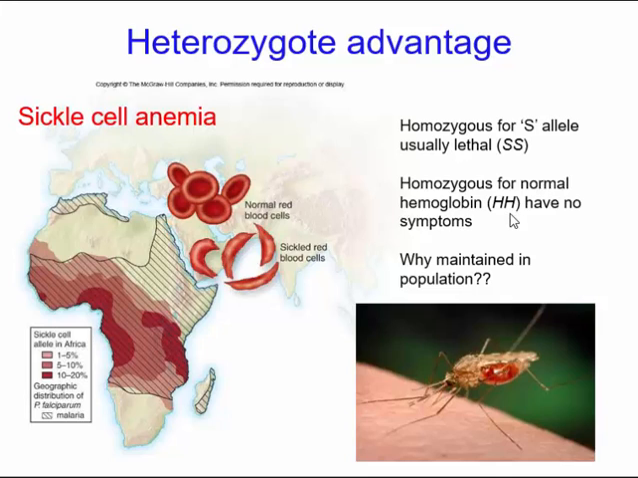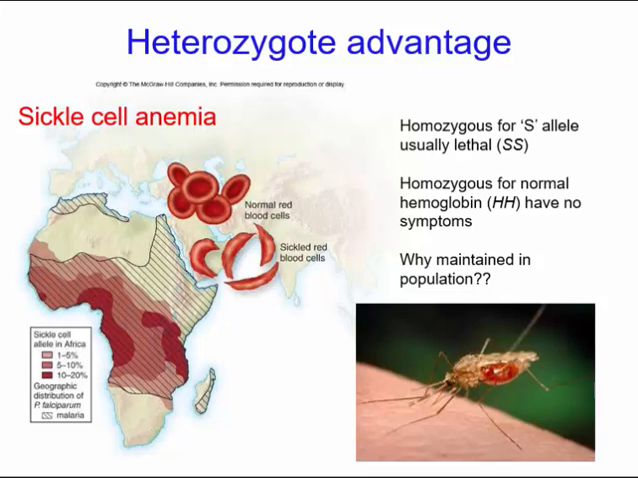That sounds great. So why would this allele be maintained in the population at all? It's because of malaria. If you are heterozygous for this S, somebody who has the SH genotype, you have some resistance to malaria. So that's really driving the maintenance of that allele in the population.